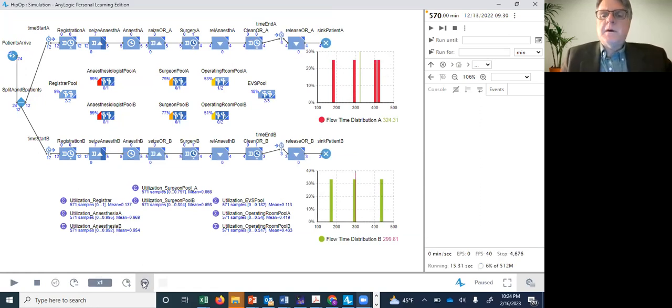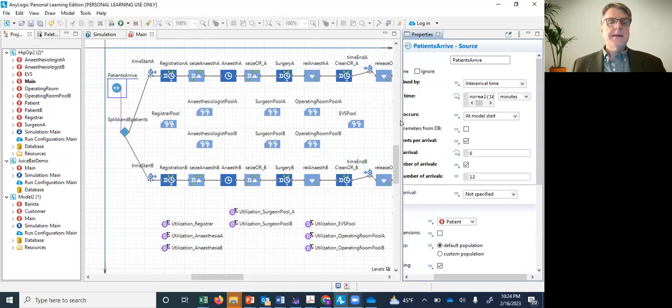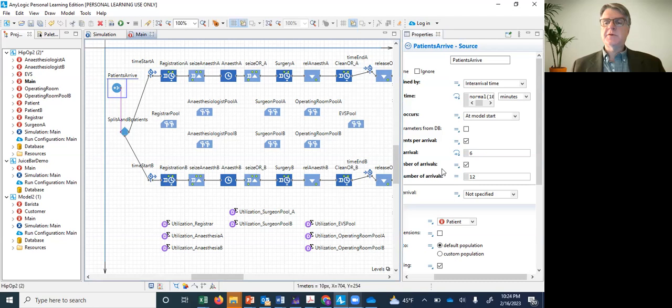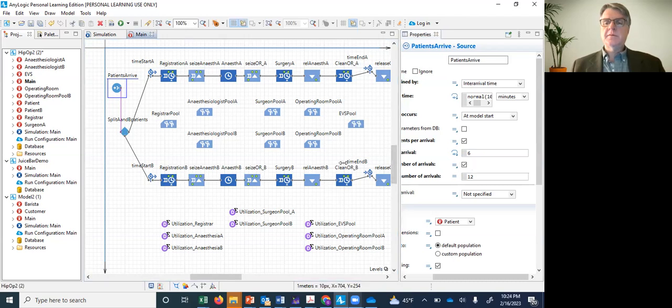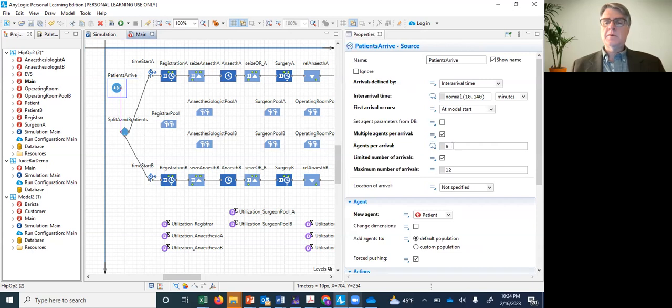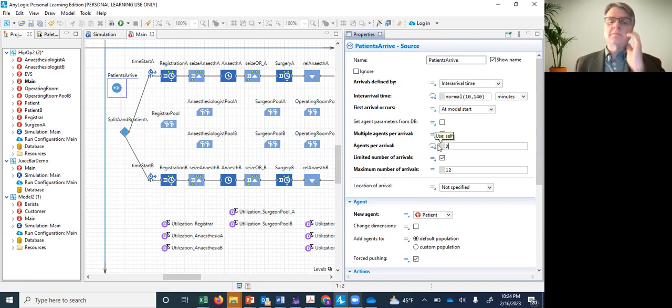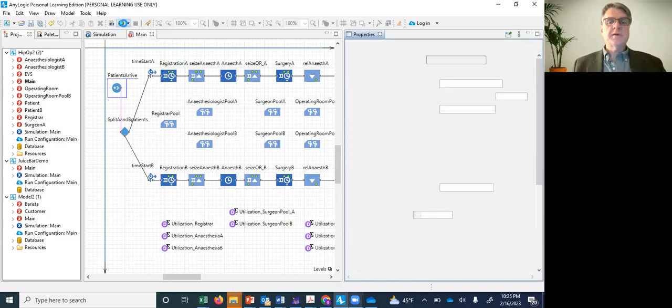At 4 and 3. Oh wow. 324. There seems to be a problem here. Let me just see what I've got in this patient arrival. So I've got, oh, somehow this has gone to 6. That's weird. So I'm wondering if I had a problem with that originally. I don't think I did, but just run one more of those to make sure.